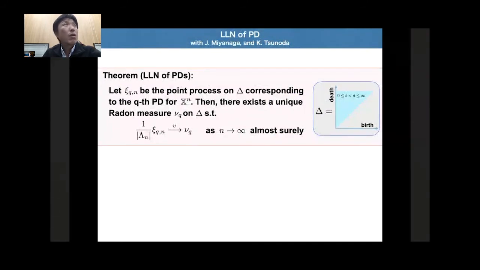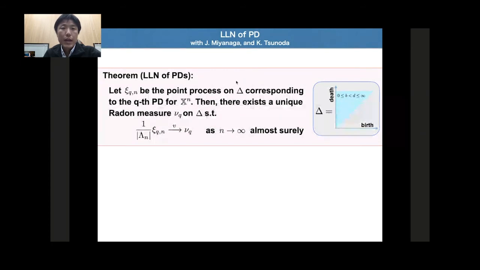Okay, so next, I'd like to talk about the law of large numbers for the persistence diagram. Actually, by combining the previous result with random measure theory, we can generalize the law of large numbers of the Betti number into the law of large numbers for persistence diagrams.